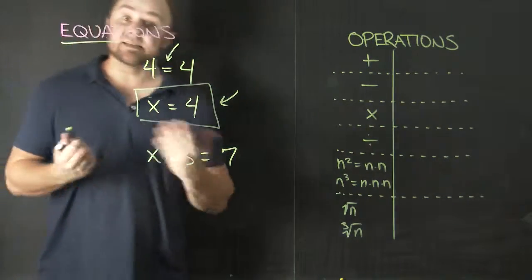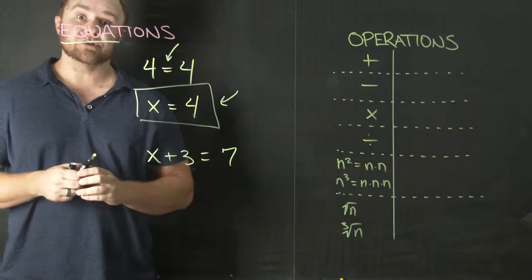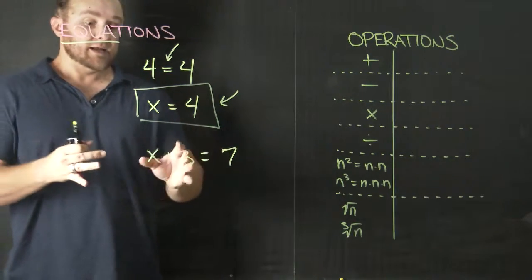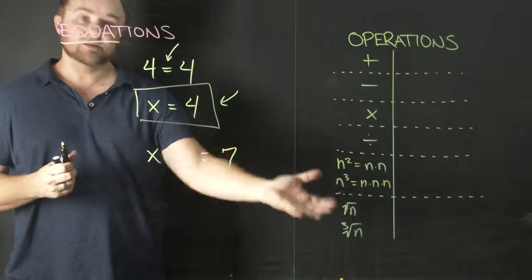So that's all an equation is. It's a statement that says two quantities are equal to each other, and we can build on them and create different equations by just using those 6 operations.